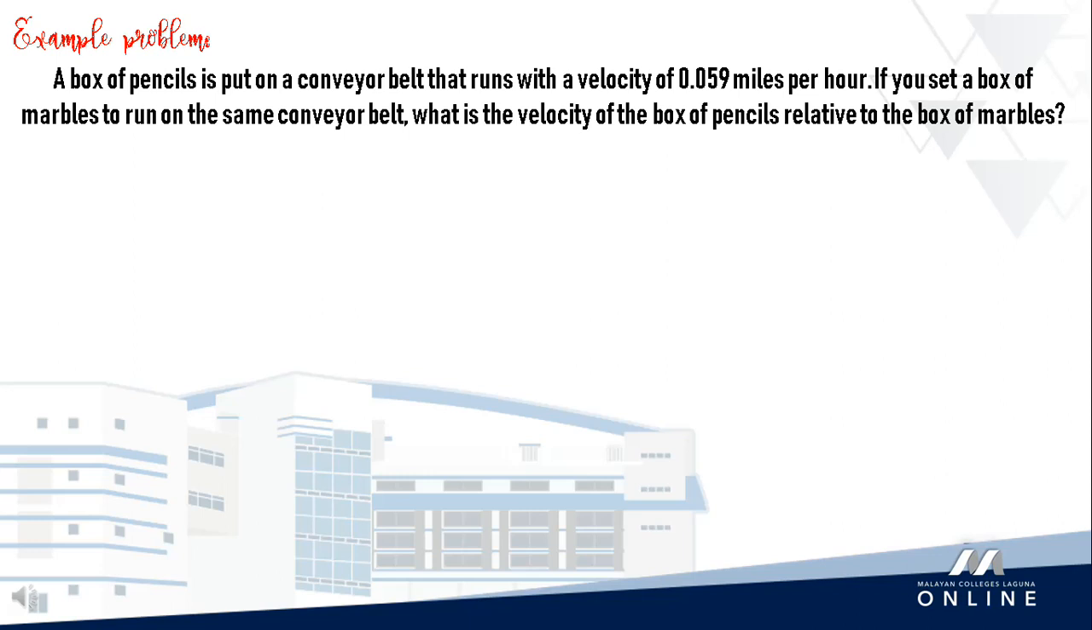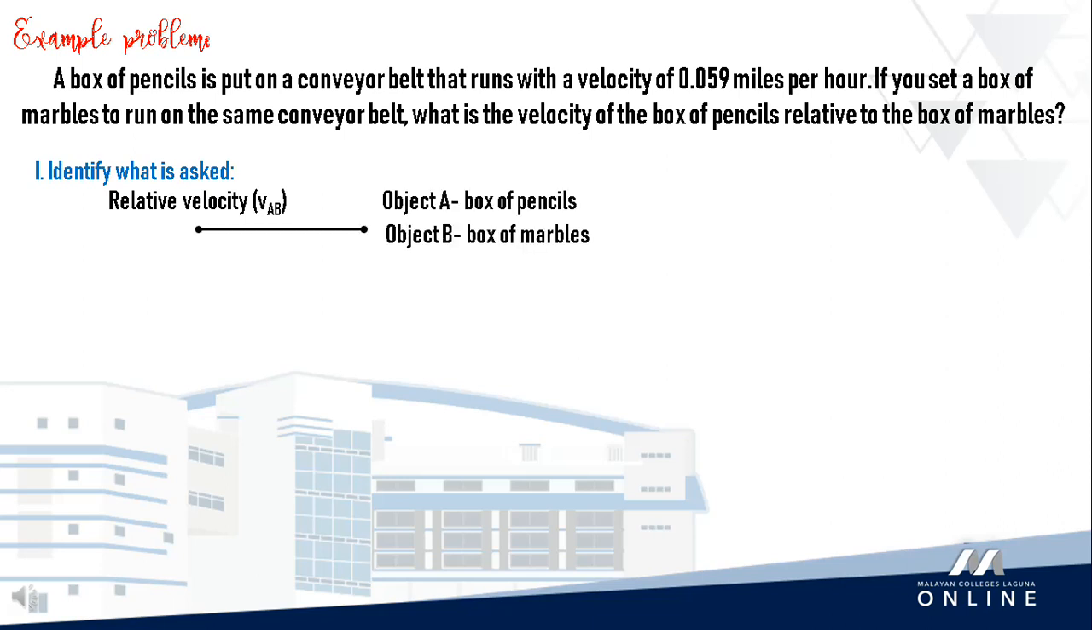In this problem, we are asked to calculate the relative velocity of the box of pencils, which we will assign as our object A, with respect to the velocity of the box of marbles, which is our vector B. Pause this video and try to solve it.